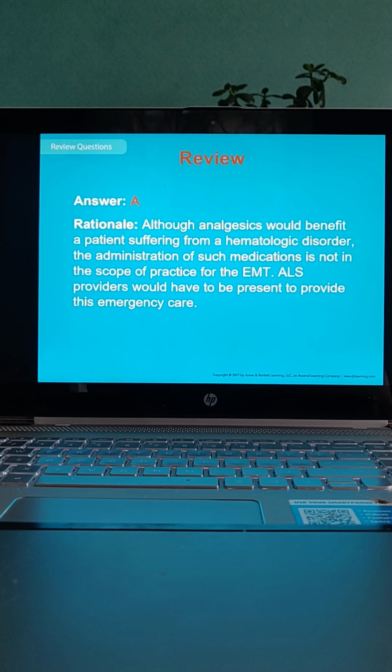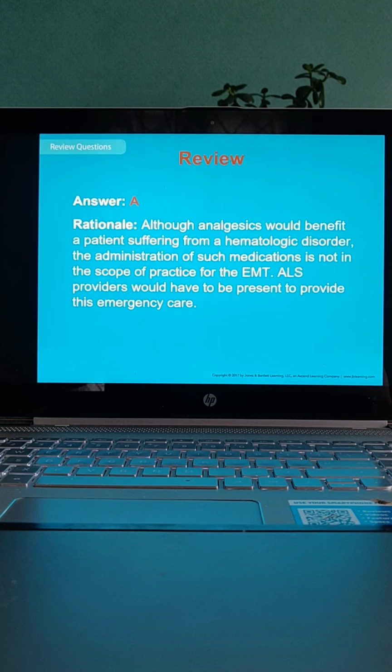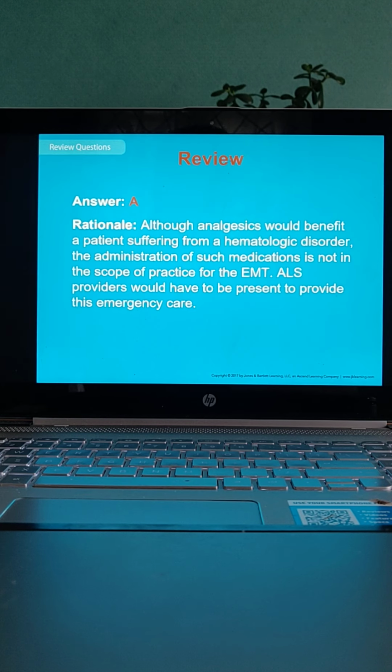Although analgesics would benefit a patient suffering from a hematologic disorder, the administration of such medications is not in the scope of practice for the EMT. ALS providers would have to be present to provide this emergency care. Okay. Other than that, that completes chapter 19. I hope you guys learned something.